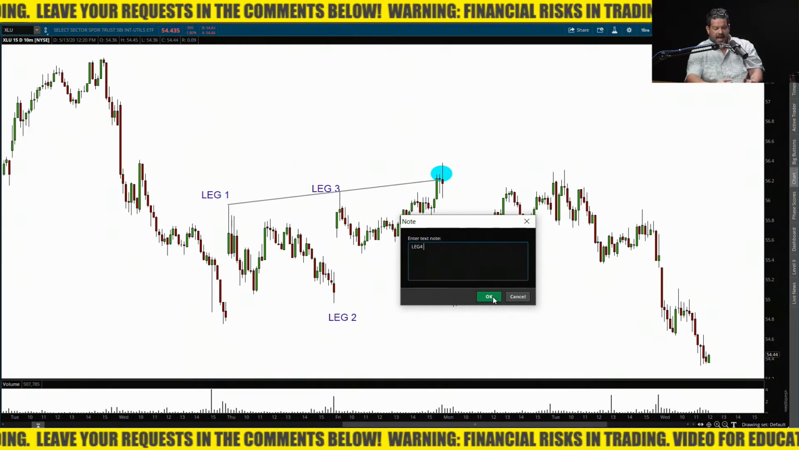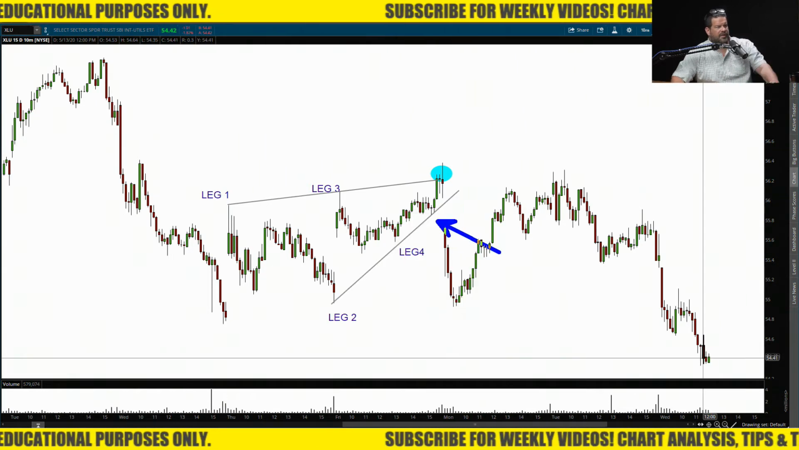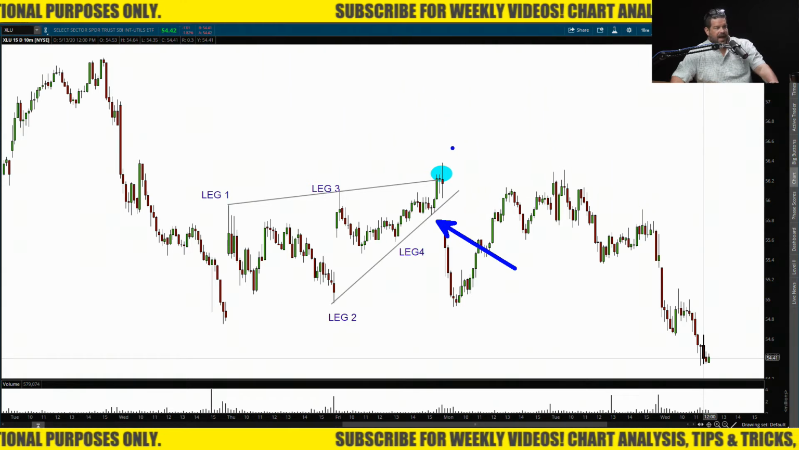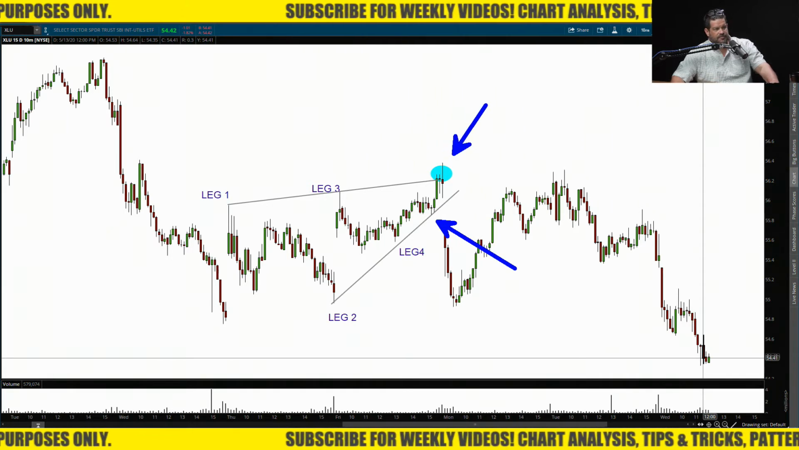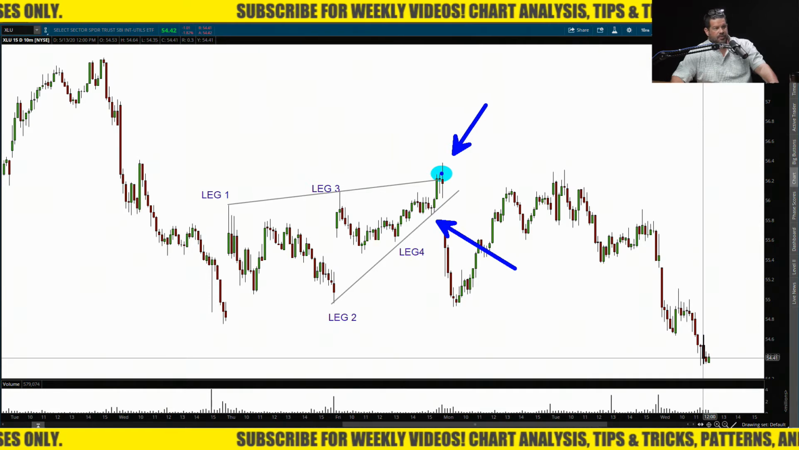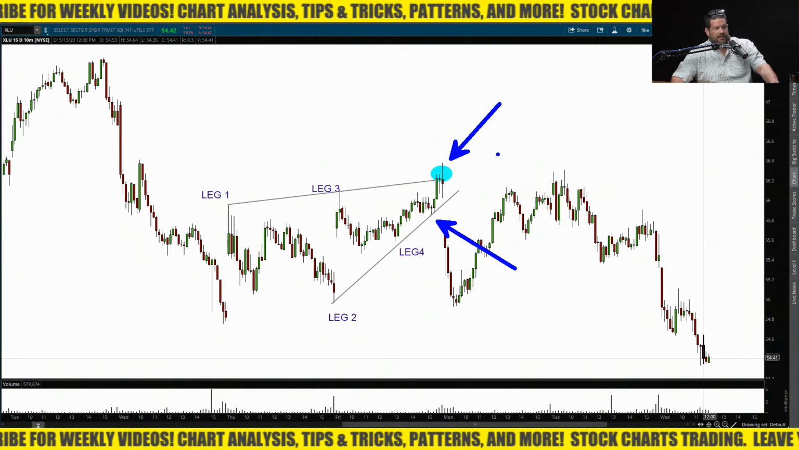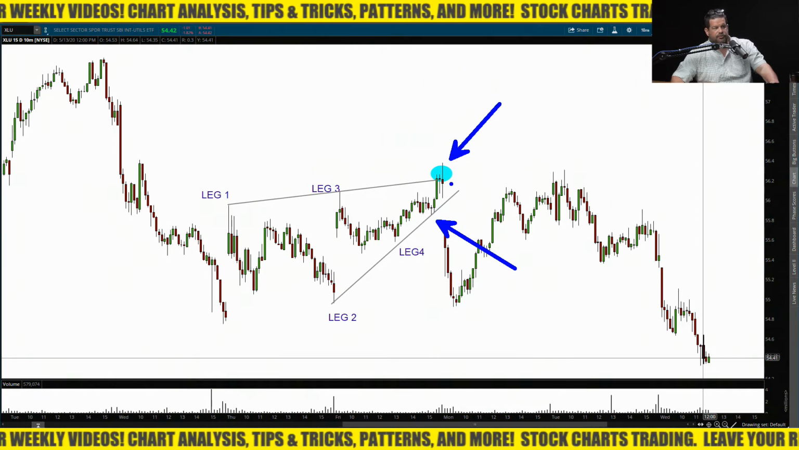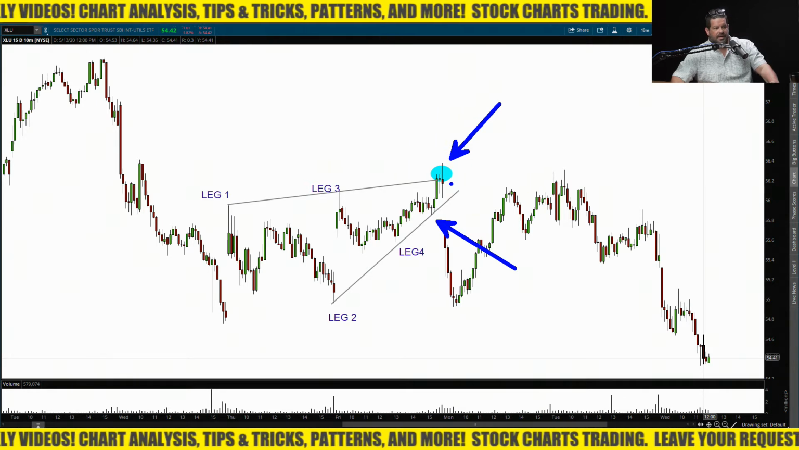Then you have another pullback, which is leg number 4, as a higher low, squeezing this thing together, making a wedge pattern with a breakout on the wedge pattern. Then that's where you enter. Once it breaks out higher than the wedge pattern resistance, that proves to you that you have an entry point.